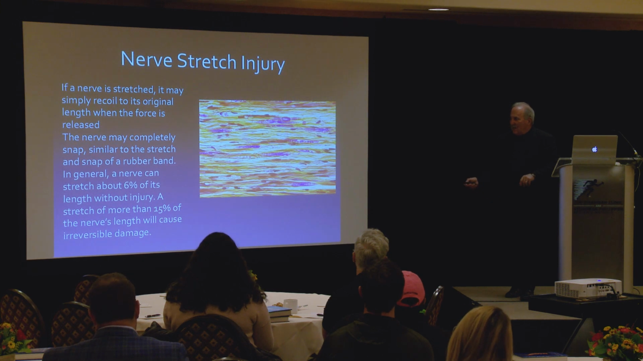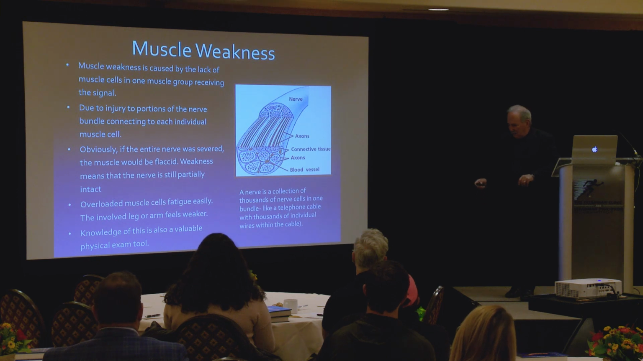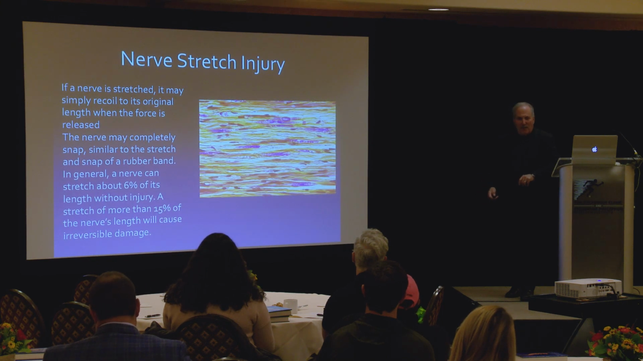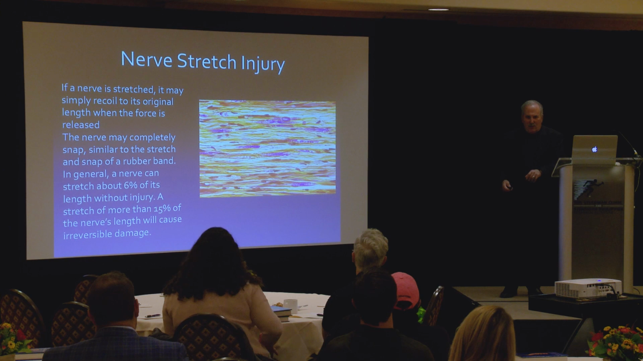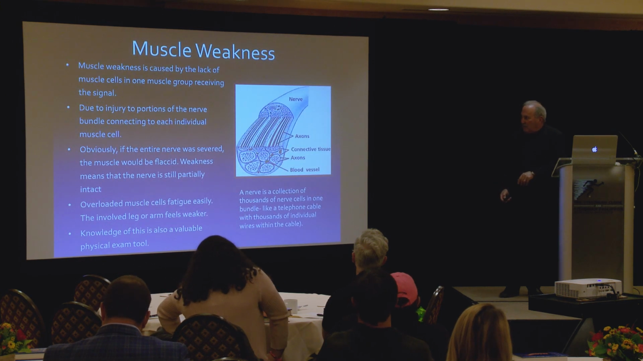Stretch injury. If a nerve is stretched, it may simply recoil to its original length when the force is relieved. The nerve may completely snap, similar to the stretch and snap of a rubber band. And in general, a nerve can stretch about 6% of its length without injury. A stretch of more than 15% will cause irreversible damage. It's important in the leg, it's more important in the arm for people with brachial plexus injuries. But there's no way to predict how far that nerve is stretched, so you have to wait for recovery.